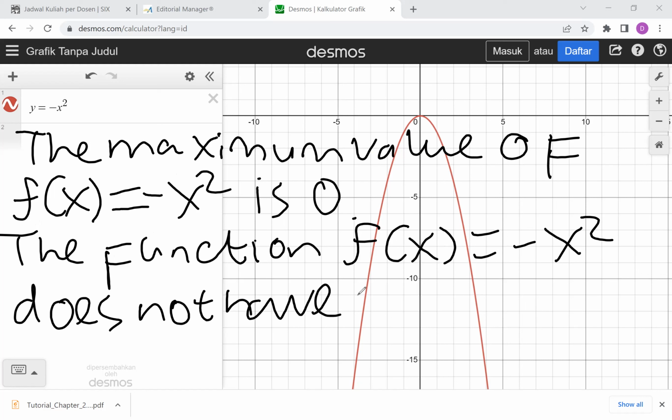You'll see that if we are given, for example, minus 15, we can find x such that minus x squared is less than minus 15. If we are given minus a million, then you may find x, for example x equals 1001, such that minus x squared is less than minus a million. So this does not have a minimum value.